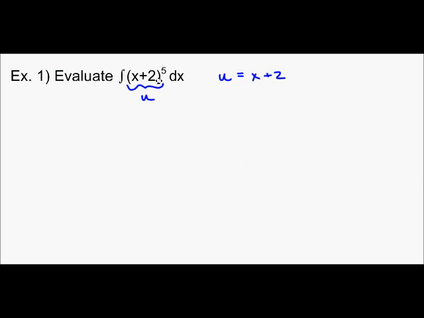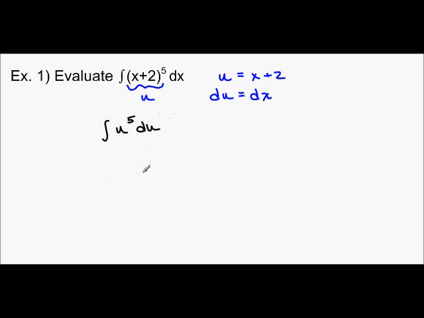Of course, if I'm changing this to u, the dx doesn't really help me anymore. I need to change that to a du. For du here, I know the derivative of 2 is going to be 0. The derivative of x is simply dx. So I can rewrite this integral as the integral of u to the fifth du. Basically, I took what I said u stands for, which is x plus 2, and put a u there. The fifth power was still there, so I added that back in. And since du is equal to dx, I could swap that out 1 for 1.